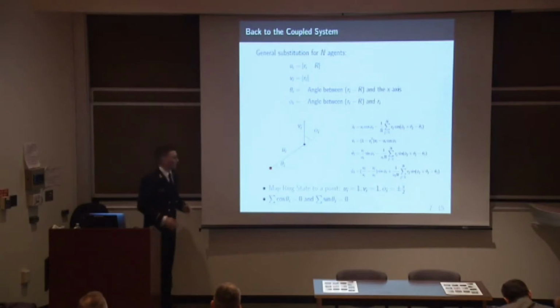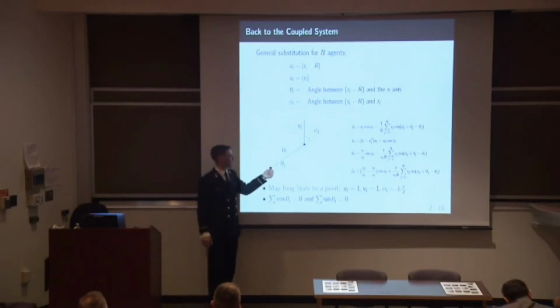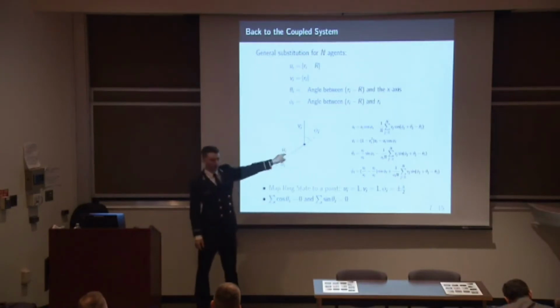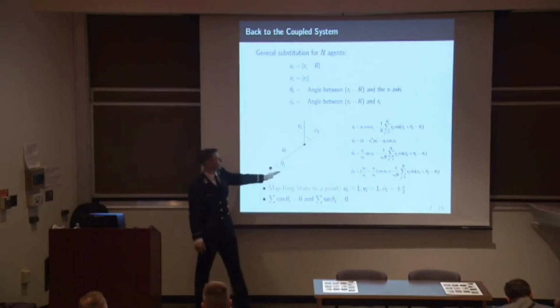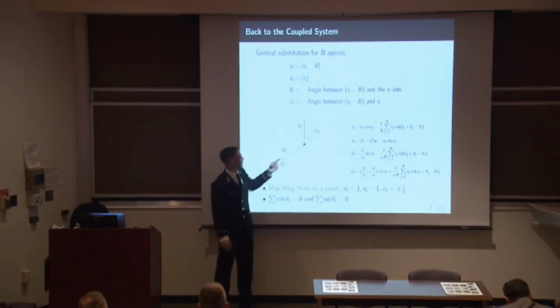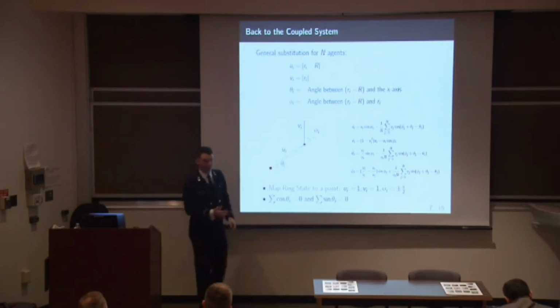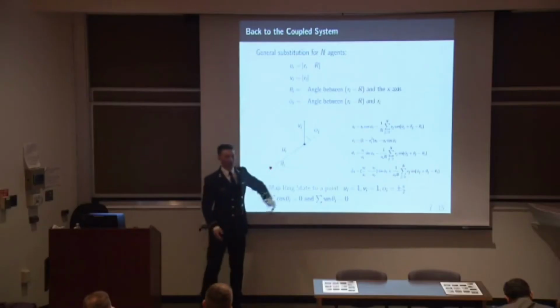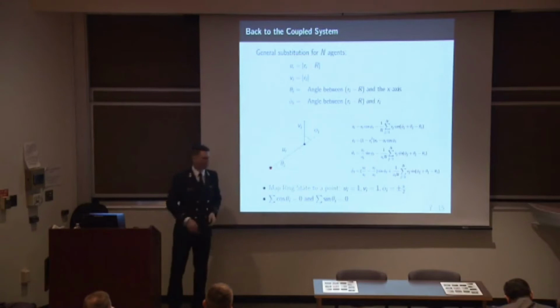The way that we do that is by applying these new coordinates. This is the center of mass, and this is our agent. And so u is going to be the distance from the agent to the center of mass. Theta is going to be this angle from the x-axis. Phi is going to be the angle between the position and the speed, and then v is going to be the speed. So we know that the ring state will correspond to this point, where the distance is 1, the speed is 1, and this angle here is pi over 2, or 90 degrees.